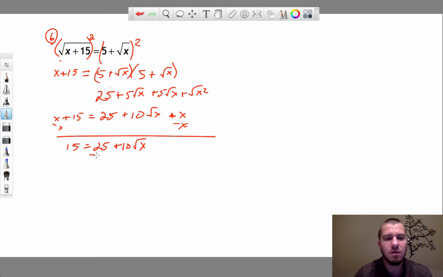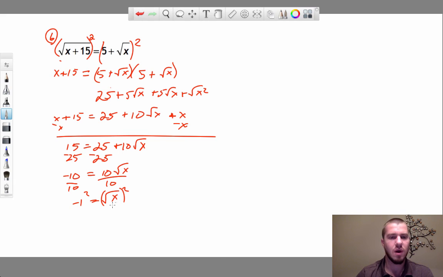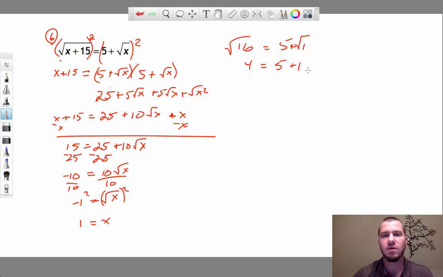Isolate this radical, divide by 20, or sorry, subtract 25. I get negative 10 is equal to 10 square root of x, divide by 10, divide by 10. Negative 1 is equal to the square root of x. Square both sides, I get 1 is equal to x. Well, if I plug that back in, I get square root of 16 is equal to 5 plus the square root of 1. Square root of 16 is 4, is equal to 5 plus 1.